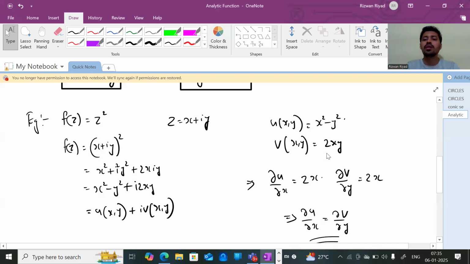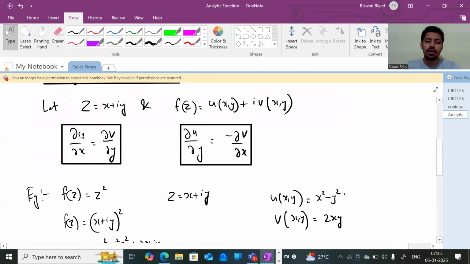Now we can check whether this u and v satisfy the Cauchy-Riemann equations or not. So the Cauchy-Riemann equations you can see here: dou u by dou x equal to dou v by dou y, and dou u by dou y will be equal to minus dou v by dou x.